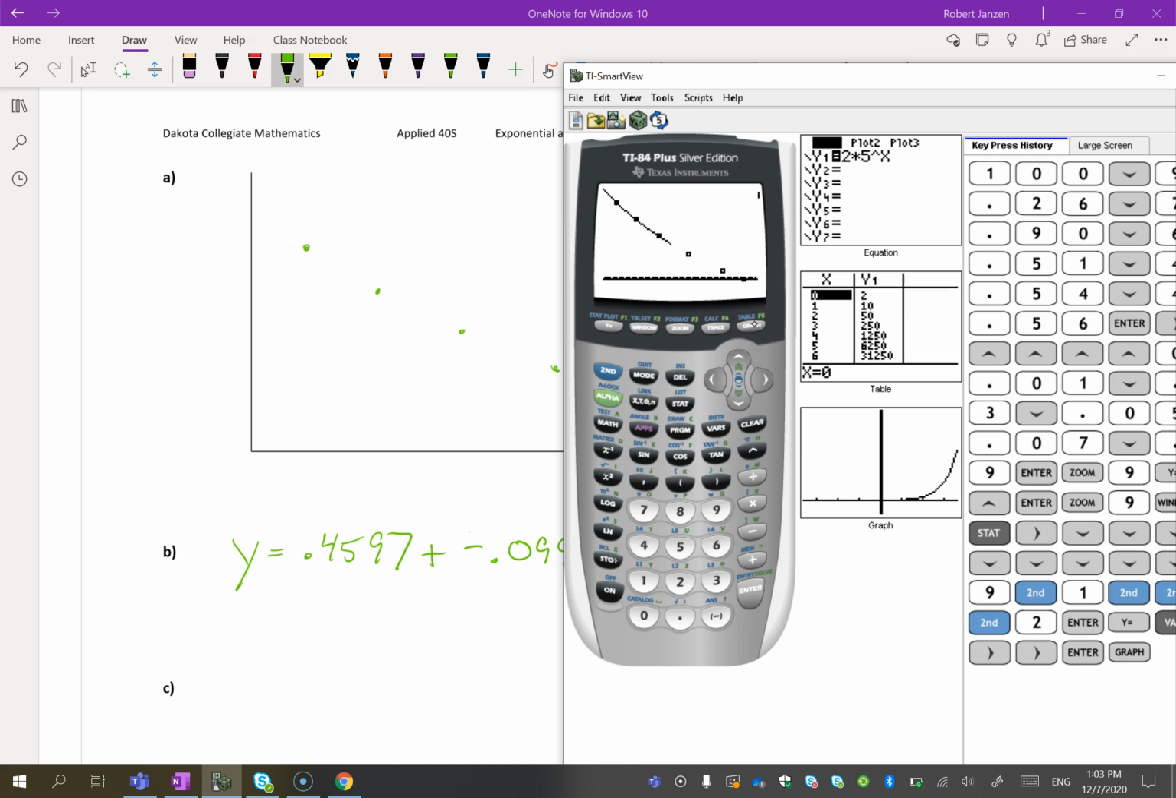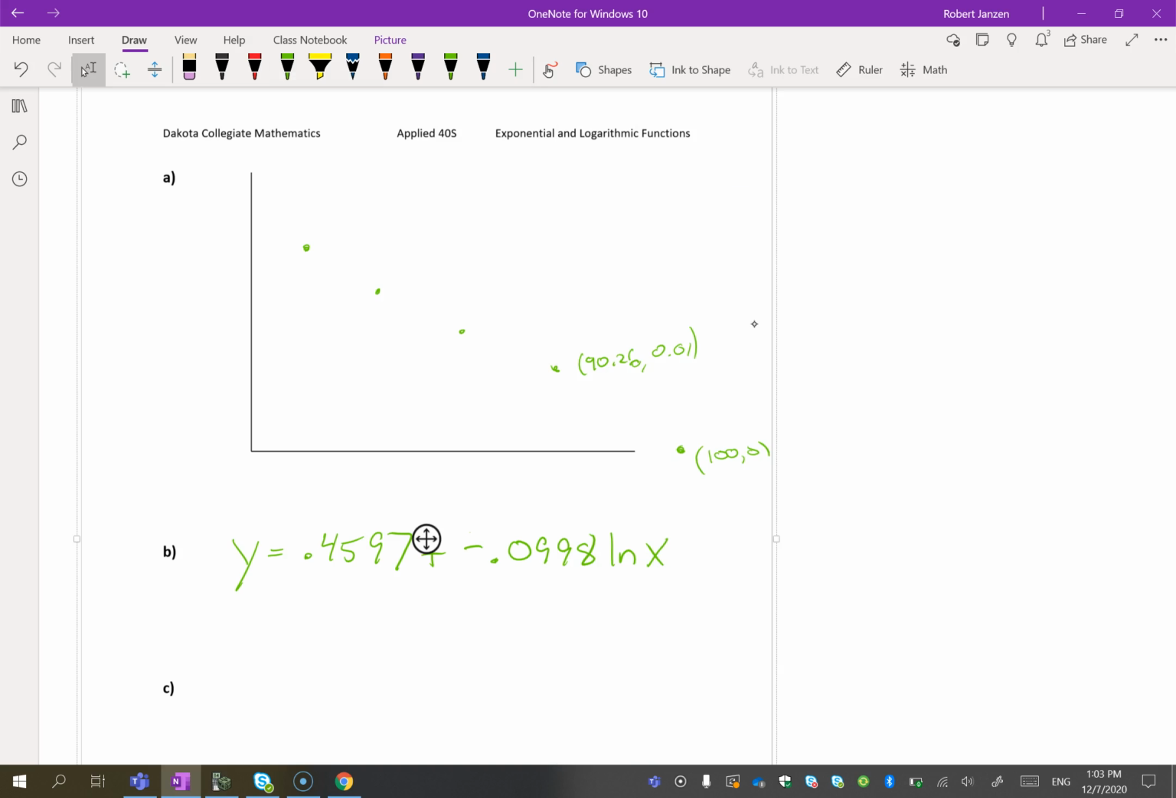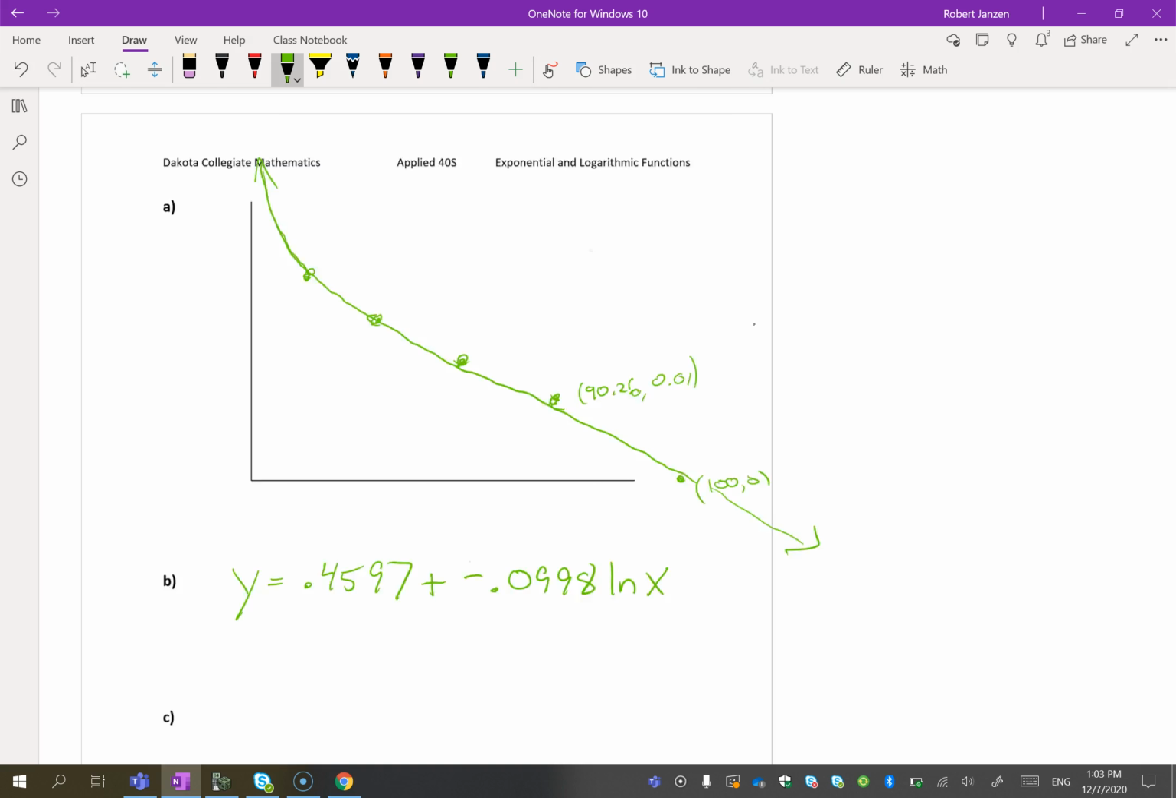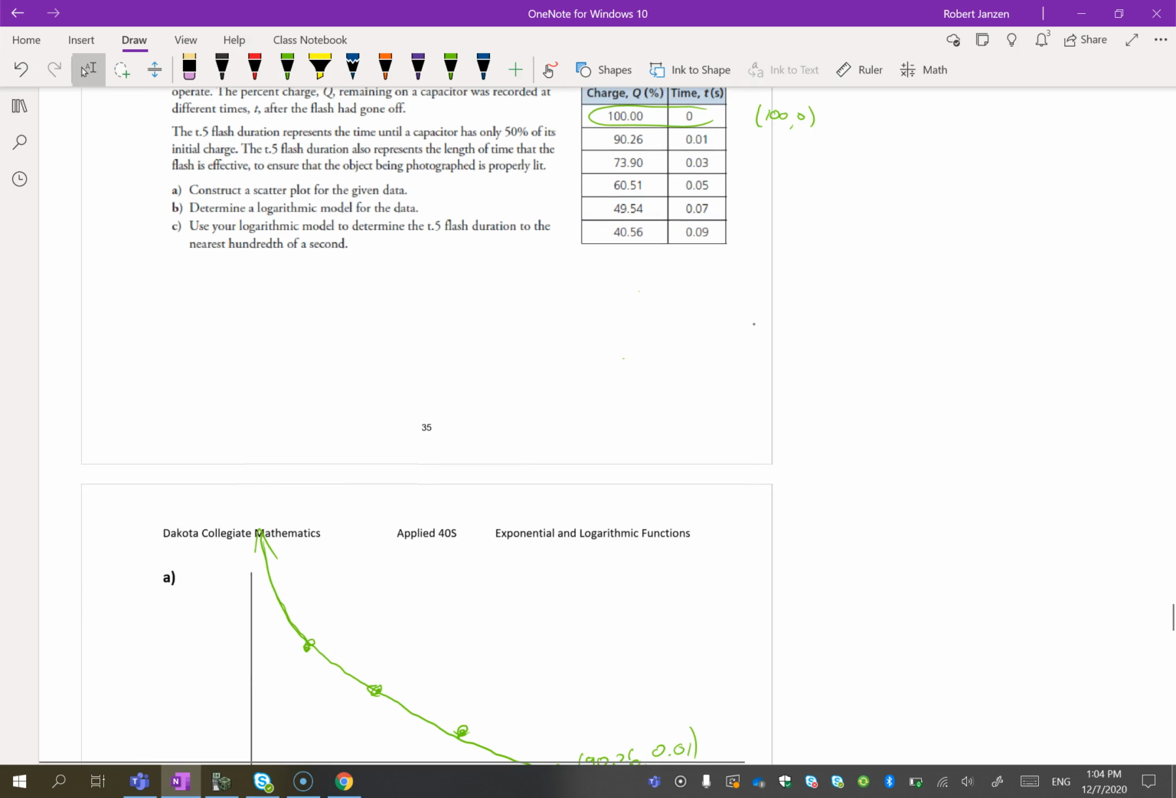Okay, there is the graph. Okay, it's a log graph, and so we'll see it looks something like that. Bit of an ugly one. Let's just make these dots a little bit bigger so it fits a bit better. Okay, and we know this is not going across the y-axis, and this keeps going down. Okay, what else does it ask us? Determine the logarithmic model. Did that. Use your logarithmic model to determine the T5 flash duration to the nearest hundredth of a second.